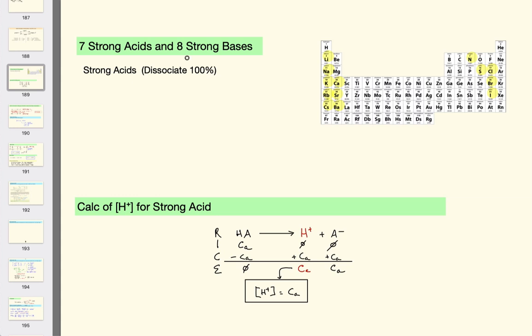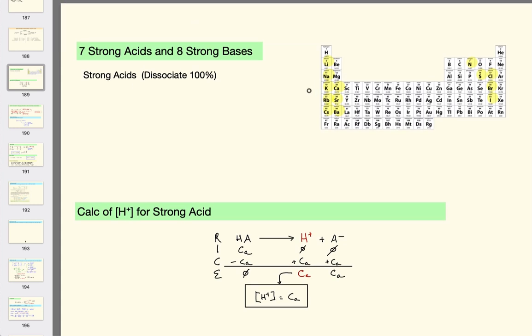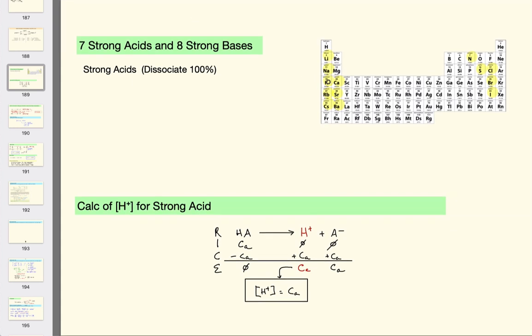Okay. Your 8 strong bases, what are they? They're hydroxides of lithium, sodium, potassium, rubidium, cesium, barium, strontium, calcium. So lithium hydroxide all the way around to calcium hydroxide. Those are your 8 strong bases. Any other base that you see, you can use the weak base formula.